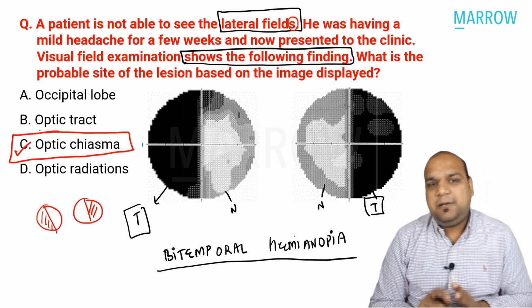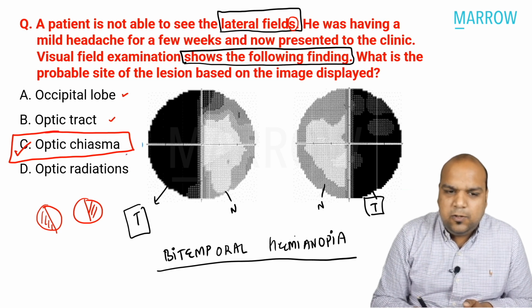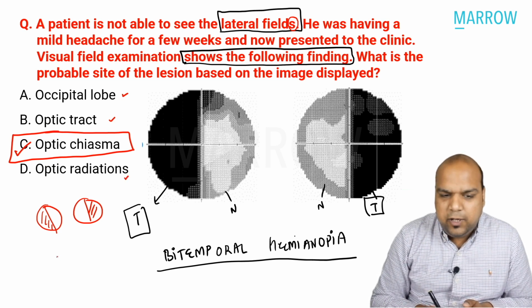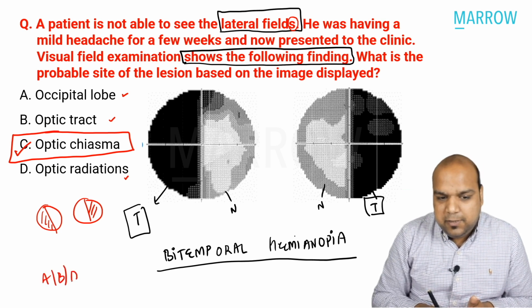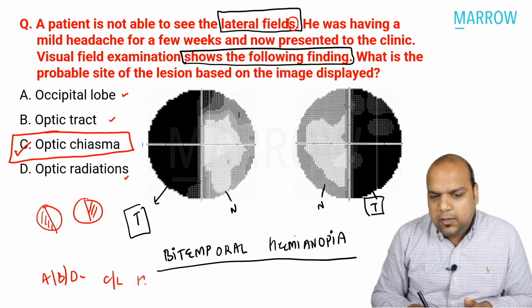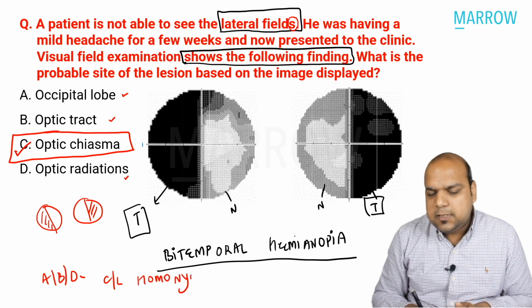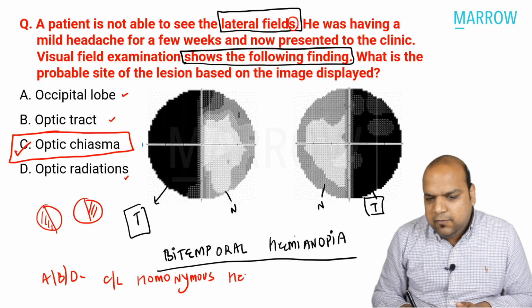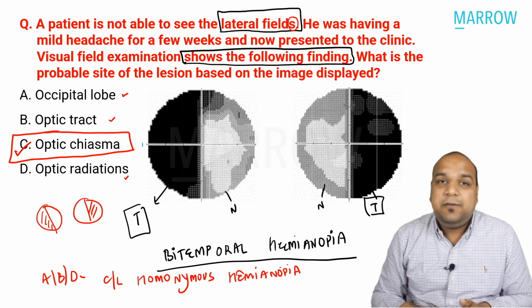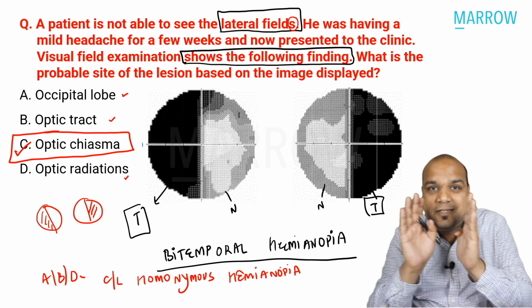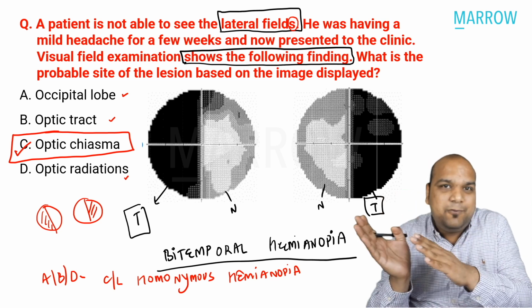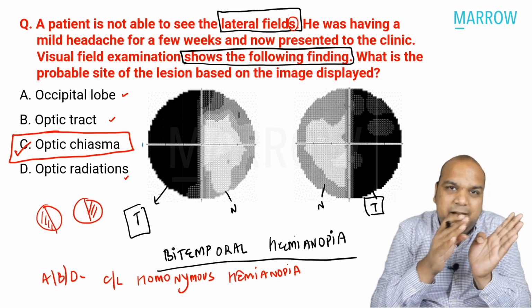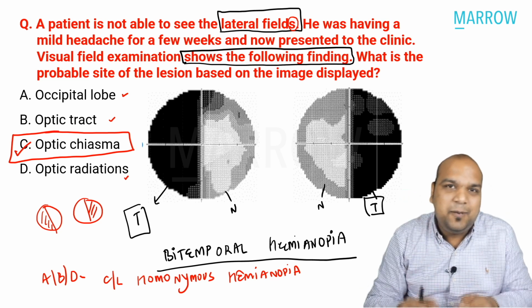Optic chiasma. All the other options given in the question, occipital lobe, optic tract and optic radiations, would have caused what, everybody? Options A, B and D would have caused contralateral homonymous hemianopia, which would not have been described by the patient in these terms. The patients would have described that I cannot see towards the same side from both the eyes. I cannot see towards the right side from both the eyes, or I cannot see towards the left side from both the eyes. That would have been the language used by the patient.